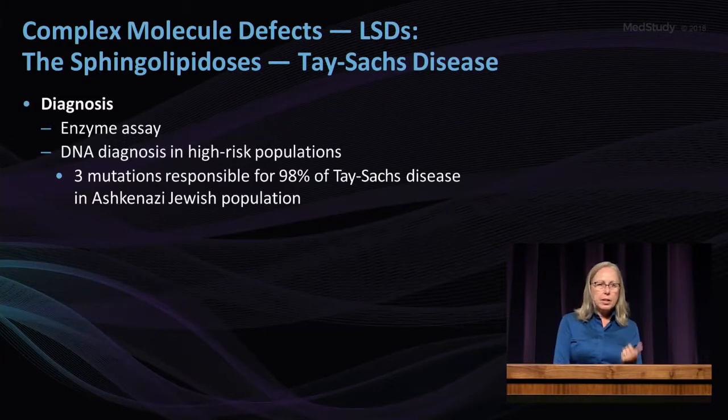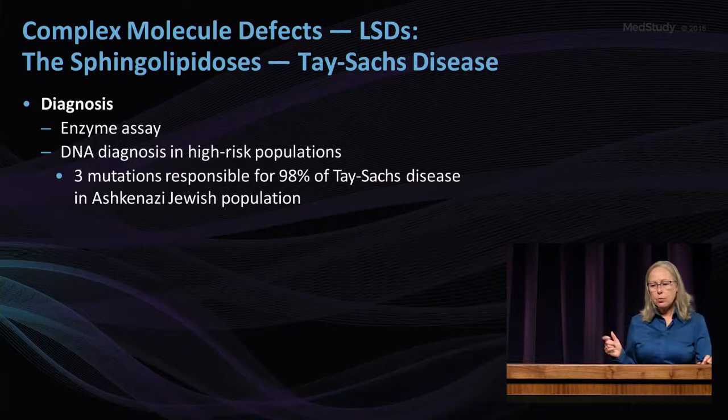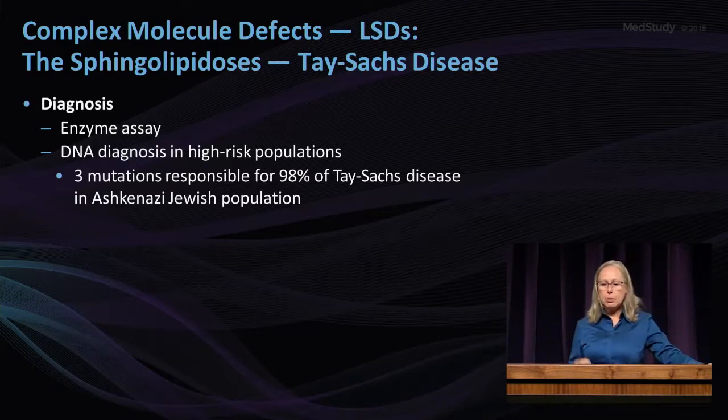We can make the diagnosis on an enzyme assay. If you're in a high-risk population, you can do DNA diagnosis for the 3 mutations that are responsible for 98% of Tay-Sachs in the Ashkenazi population. Some groups will do this and then do one of 2 things.